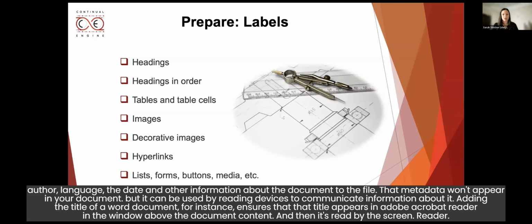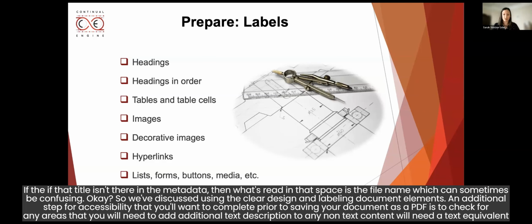Adding the title of a Word document, for instance, ensures that that title appears in Adobe Acrobat Reader in the window above the document content, and then it's read by the screen reader. If that title isn't there in the metadata, then what's read in that space is the file name, which can sometimes be confusing.